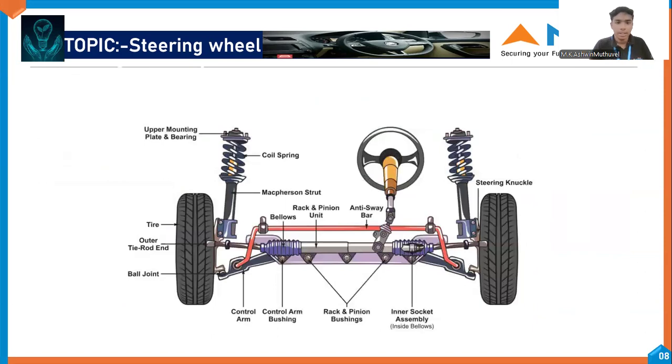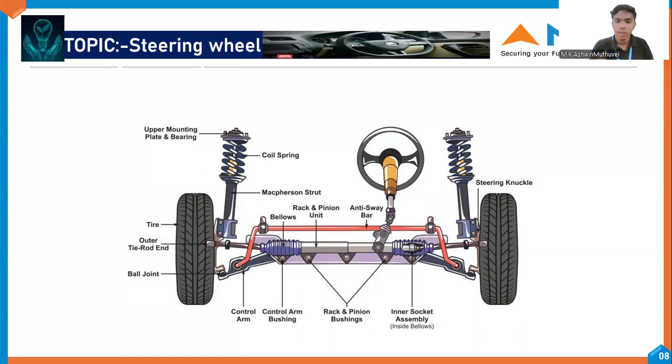The parts of the steering wheel. This is the upper mount plate. Under the upper mount plate, the suspension is given, and this is the tire, and this is the ball joint. It connects the rod and the wheel using the ball joint. And this is the control arm, and this is the rack and pinion bushings.